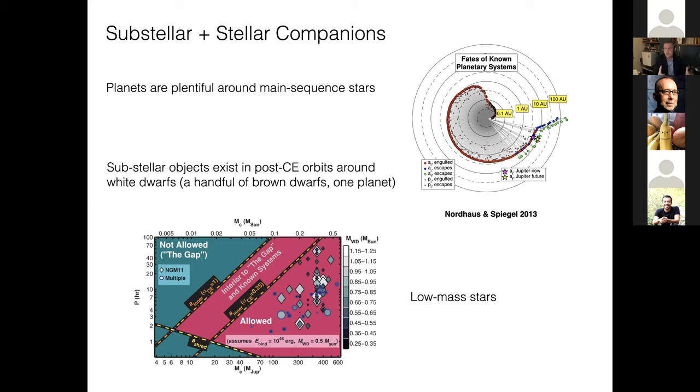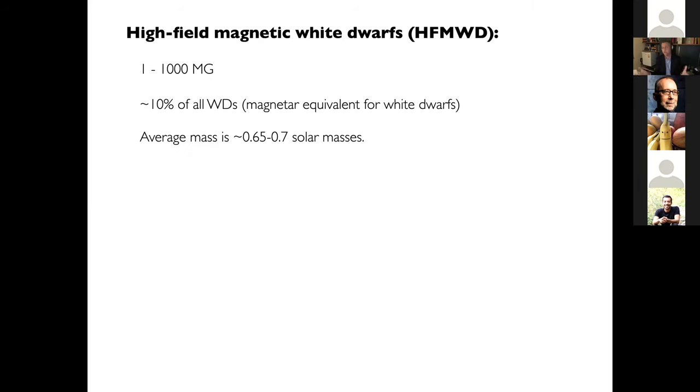If you think about these as a class of objects, they're basically the equivalent of magnetars for neutron stars. Neutron stars have measured fields on the order of 10 to the 12 gauss. Magnetars can go up to 10 to the 15 and possibly even 10 to the 16. What's interesting is that 10% of all white dwarfs are highly magnetized, high field white dwarfs, and also about 10% of neutron stars are magnetars. Although in the high mass case, it's potentially a different mechanism for neutron stars that is magnetizing those objects and creating those magnetar field strengths. But for the white dwarfs, the white dwarf mass function is pretty strongly peaked at 0.6.